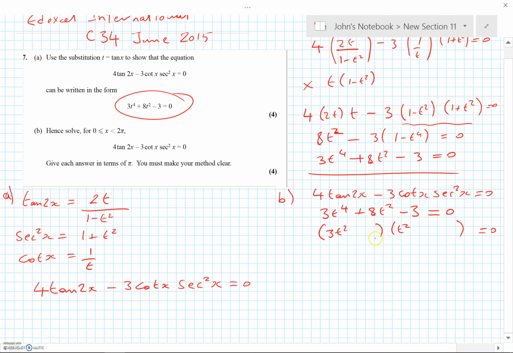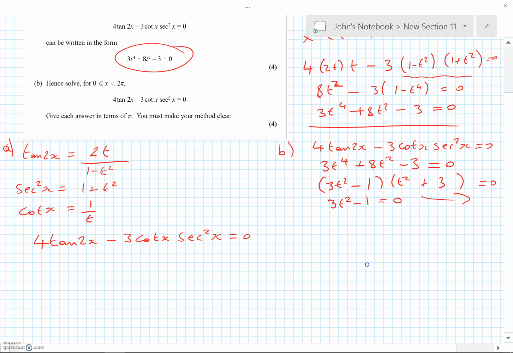So now here we go. Plus 3 and minus 1. There we go. So minus t squared, 9t squared. That's not relevant. So we can't have that. And here we've got 3t squared minus 1 equals 0. Quite a few people got to here.